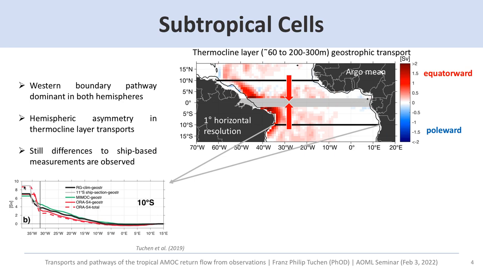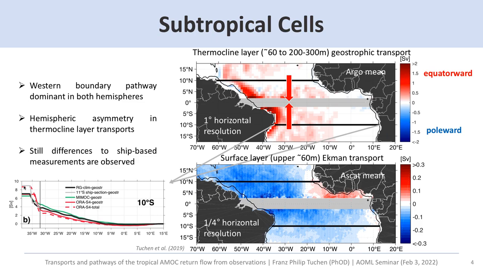So we concluded that the Argo data is still struggling to reproduce the circulation at the western boundary, and it has to be taken with caution. And just to show you the upper part, or the upper branch, of the subtropical cells, this is now Ekman transport calculated from zonal wind stress from the SCAT data with a 1/4 degree horizontal resolution.